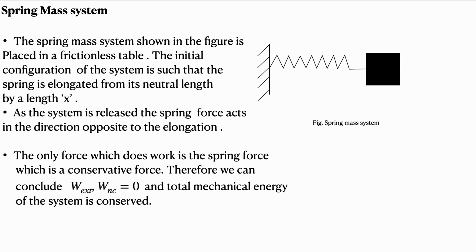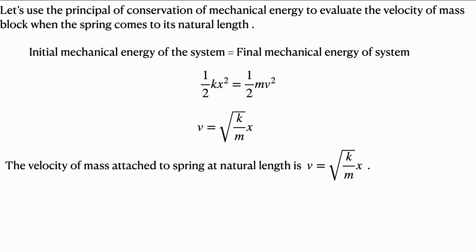Spring mass system. The spring mass system shown in the figure is placed on a frictionless table. The initial configuration of the system is such that the spring is elongated from its natural length by a length x. As the system is released, the spring force acts in the direction opposite to the elongation. The only force which does work is the spring force, which is a conservative force. Therefore, we can conclude W external plus W non-conservative equals 0 and total mechanical energy of the system is conserved.